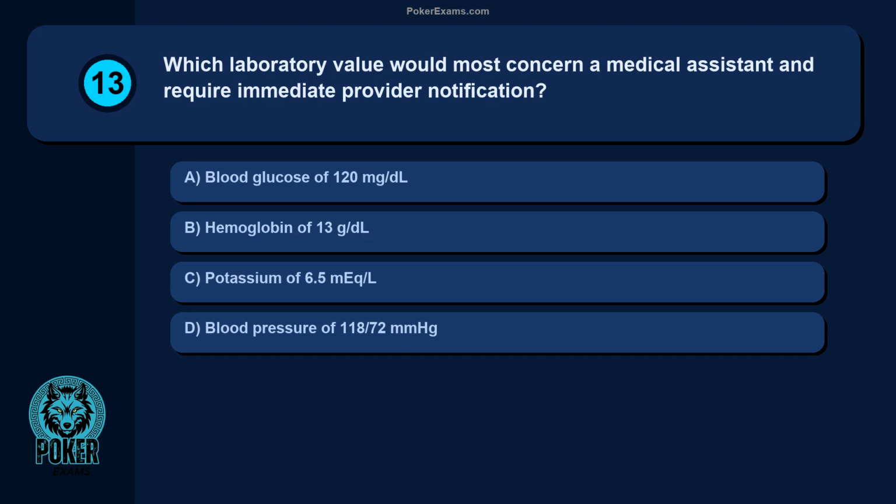Question 13. Which laboratory value would most concern a medical assistant and require immediate provider notification? Blood glucose of 120 mg per deciliter. Hemoglobin of 13 g/dL. Potassium of 6.5 milliequivalent/L. Blood pressure of 118/72 mmHg.